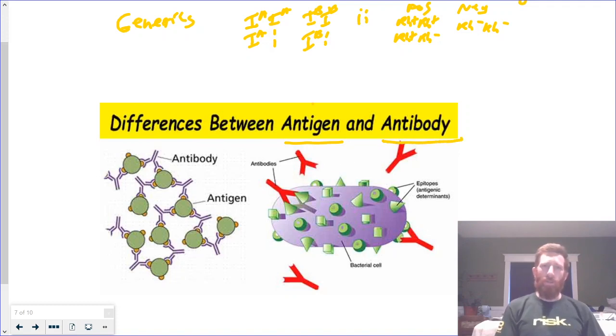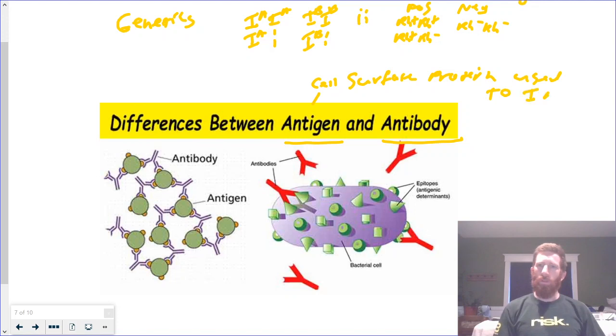All right, so antigen, we're going to go ahead and define this. An antigen is a cell surface protein used to identify a cell. You can see that they come in different shapes, and hopefully you remember from biology and AP biology that shape determines function. Okay, good.